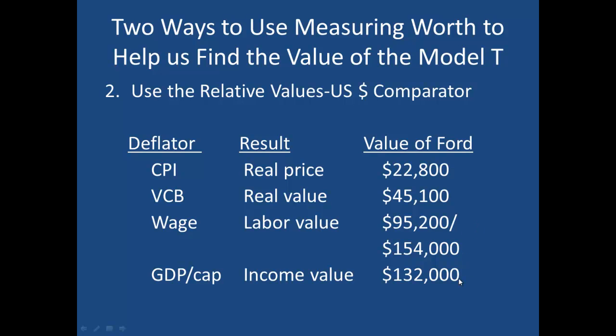Finally, the income value uses GDP per capita as the deflator. GDP per capita is a broader measure of income, including not just the growth of wages, but also interest, rent, and profits. This would represent how much the average person would have to earn from all sources today to be comparable to a person spending $850 on a Model T in 1909.